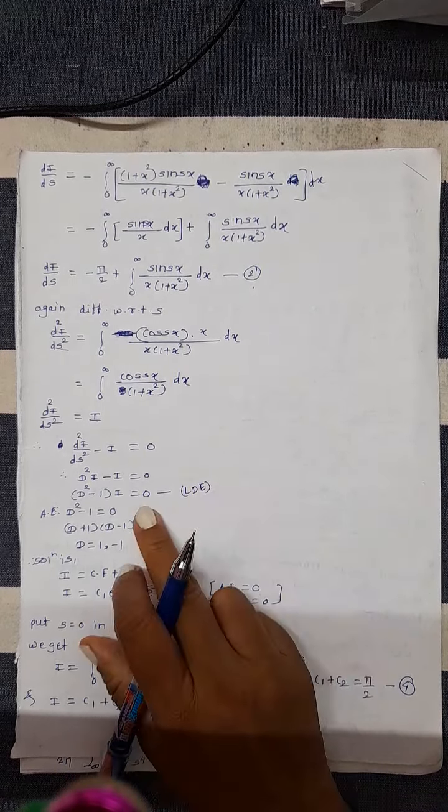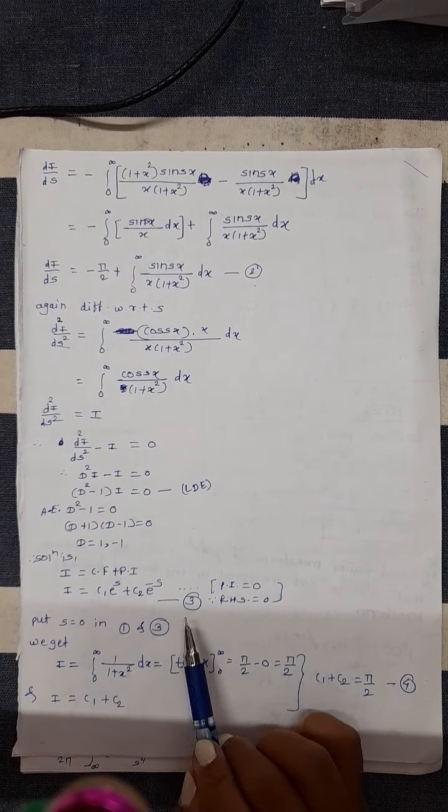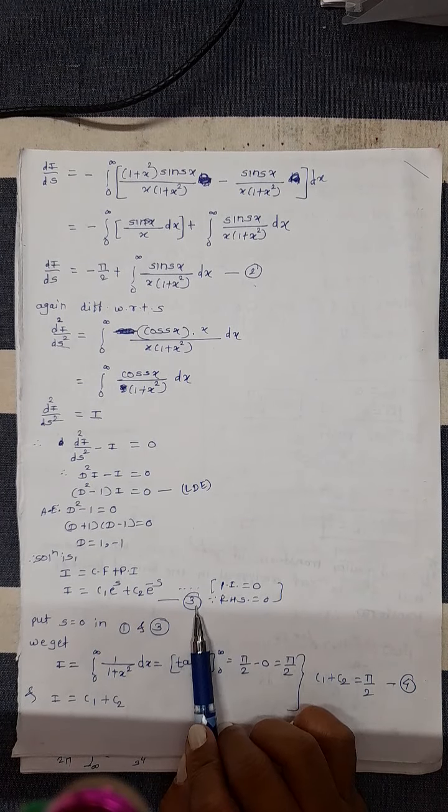Now we have this equation number 1 in I, and this equation number 3 in another I. Now we have to use the s value here to find the constants C1 and C2.